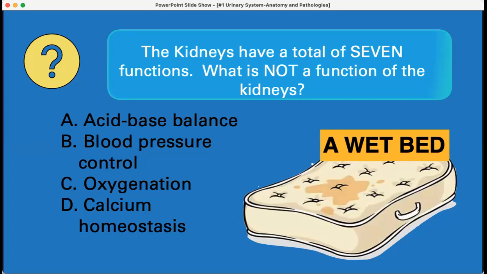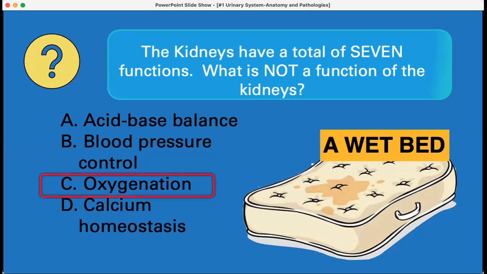First question: the kidneys have a total of 7 functions. What is not a function of the kidneys? Is it acid-base balance, blood pressure control, oxygenation, or calcium homeostasis? And I'll explain what a wet bed means in just a second.